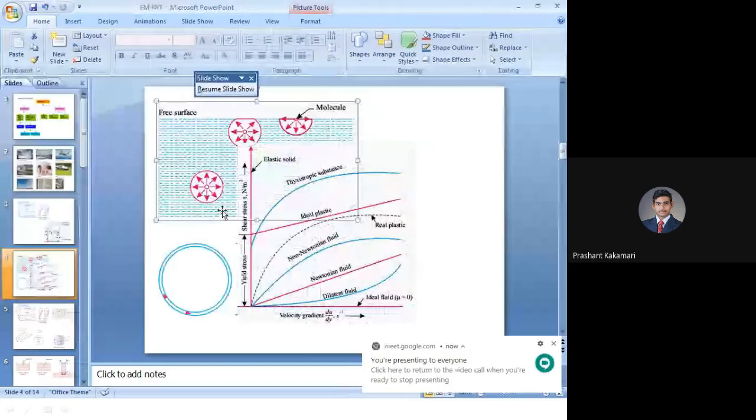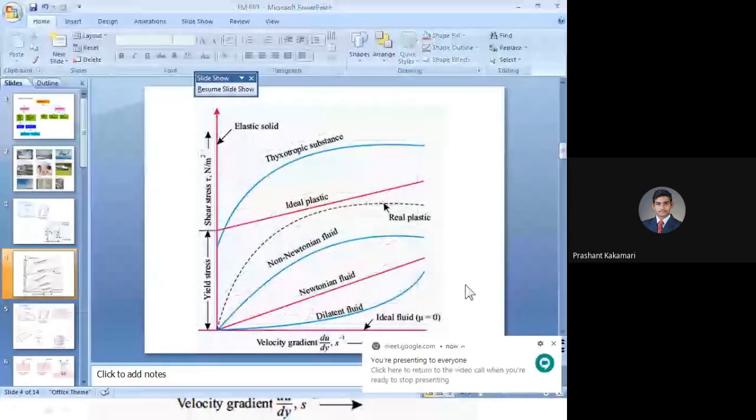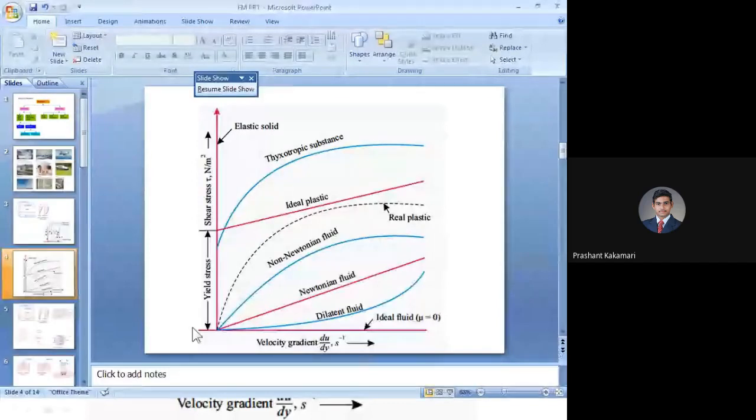So if you see this graph, on the viscosity. On the y-axis, they have taken shear stress, or the stress values in Newton per meter square. The tau value they have shown. On the x-axis, they have taken the shear strain, or the strain is nothing but the du by dy.